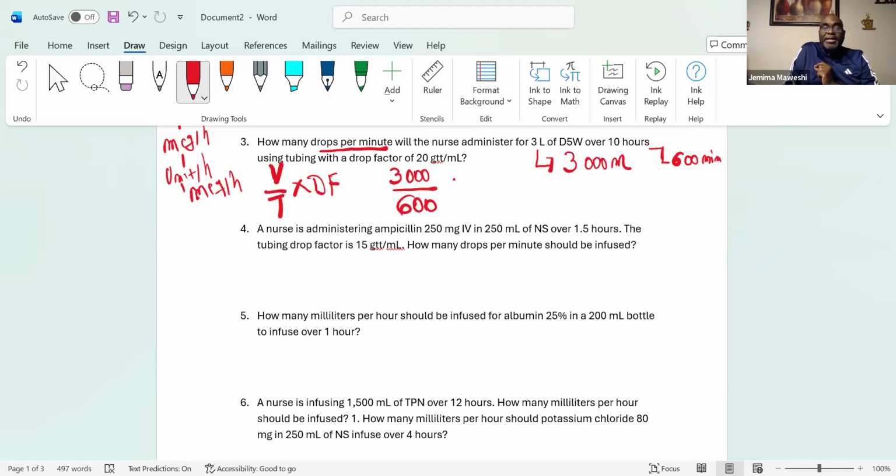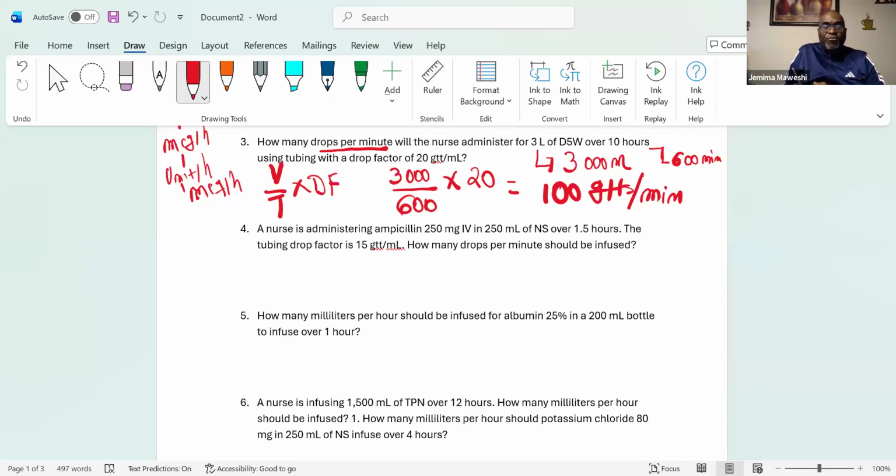I don't like to divide. I love to multiply and divide. Multiply by drop factor, which is 20. So let's go down there. 3,000 that came from our 3 liters, multiply that by 20, our drop factor, and we divide that by 600. So now here I have 1 gtt per minute. Here it's gravity, we're not using a pump.